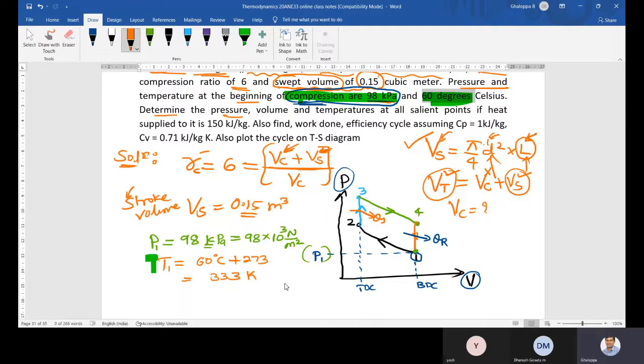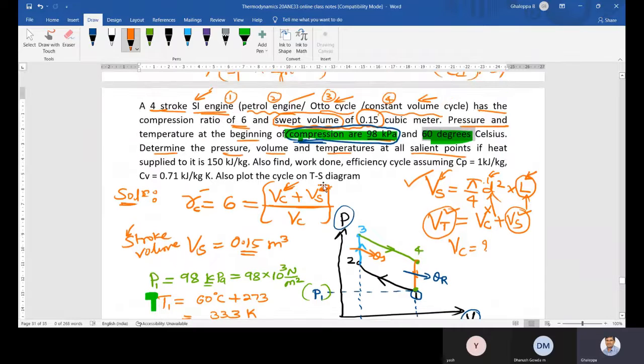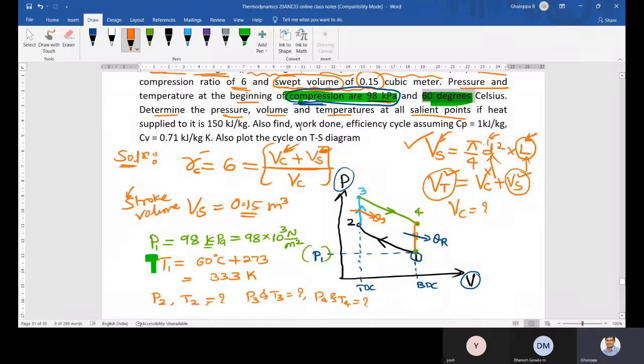Determine pressure, volume and temperature at all the points. We need to calculate P2 and T2, as well as P3 and T3, and P4 and T4. These are the 4 points and 4 unknowns we need to calculate at all the points, temperature and pressure. He also asks us to find the work done and the efficiency of the cycle.